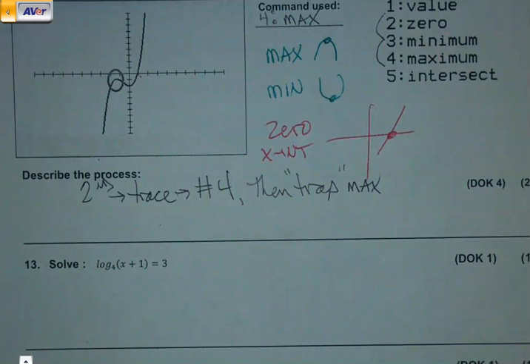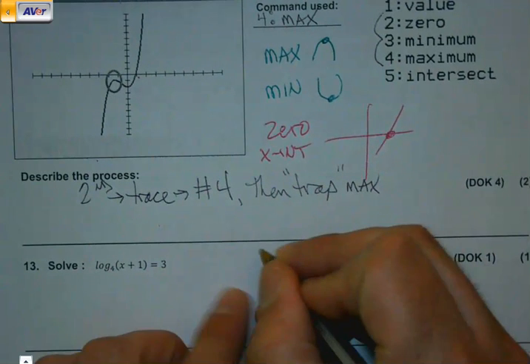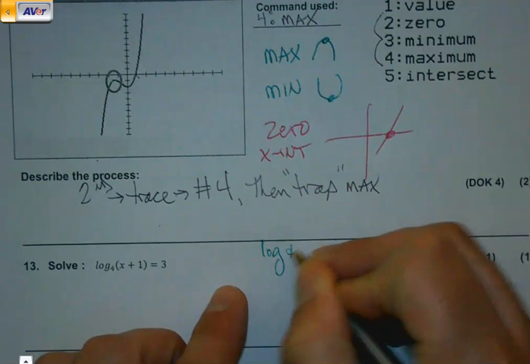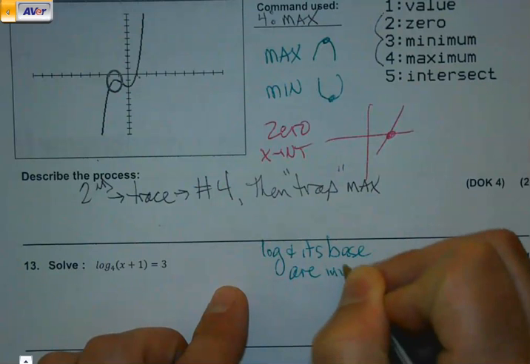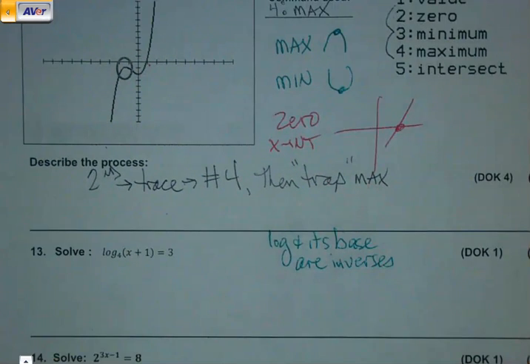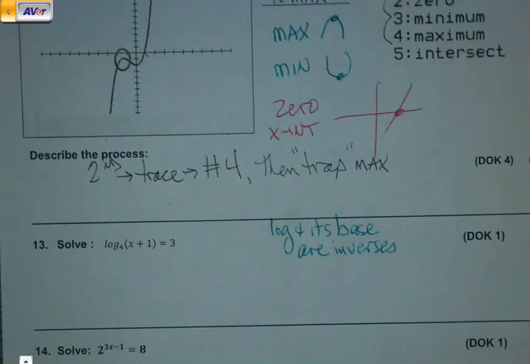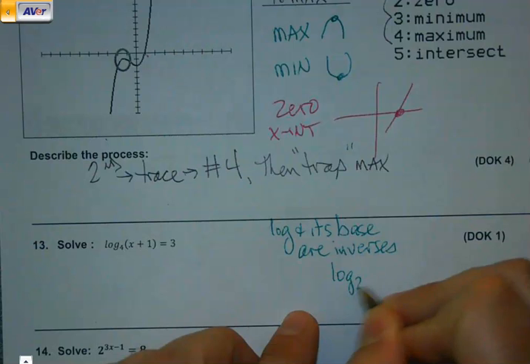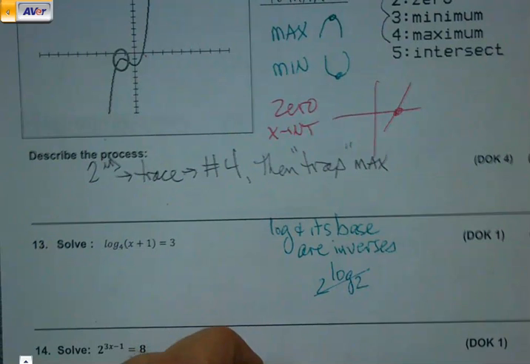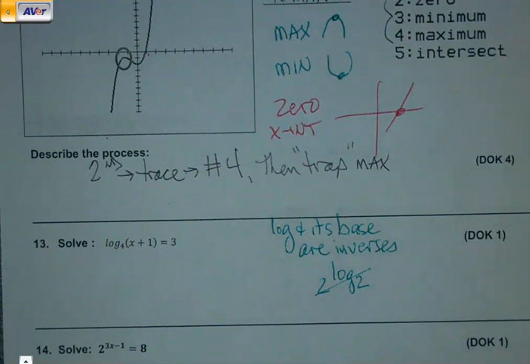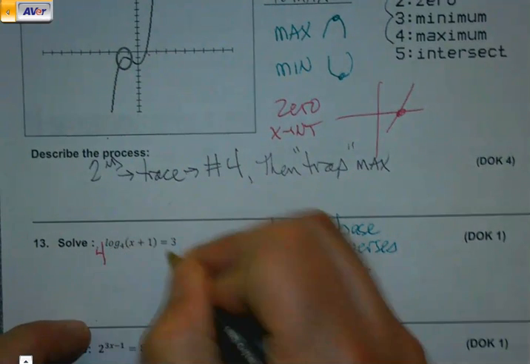Okay, solving. When we're dealing with logarithms, a log and its base are inverses. So in other words, like if I have log base 2 and 2, they cancel. Okay? So on number 13, if I want to get towards that x plus 1, that log base 4 is in the way. So I use a 4 to get rid of the log.